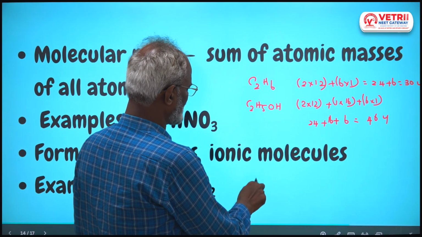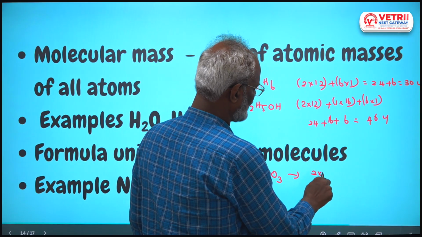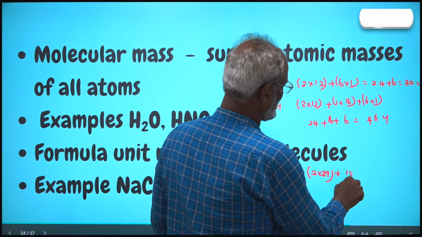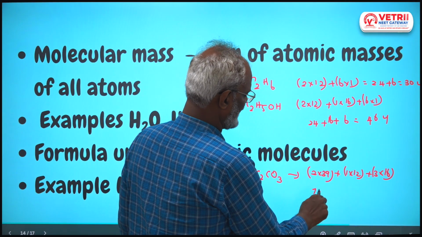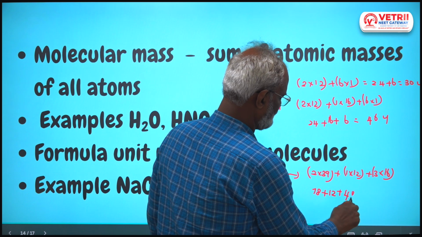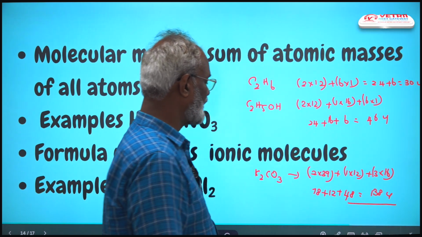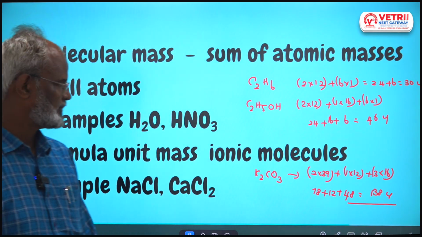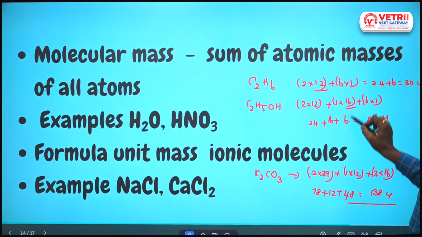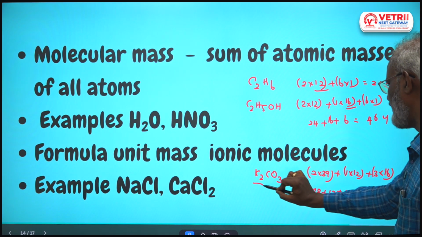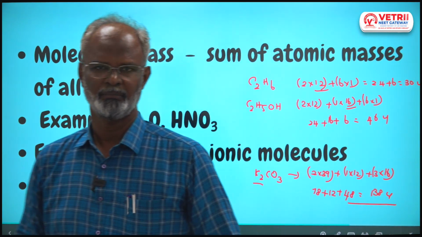One more example, say K2CO3. For potassium it is 39. So 2 into 39 plus carbon 1 into 12 plus 3 into 16. So it is 78 plus 12 plus 48, which will be 138 U. Like that you can easily calculate molecular mass for different substances. You will get used to these values: for carbon 12, for oxygen 16, for potassium 39, as you keep calculating different molecular masses.